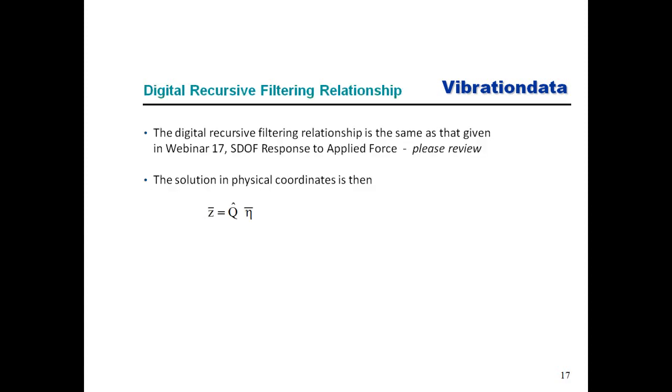Okay, so I talked about the first bullet already. Digital recursive filtering relationships are fast, they have good accuracy, they're stable, and we love to use them for modal transient analysis, at least I do.